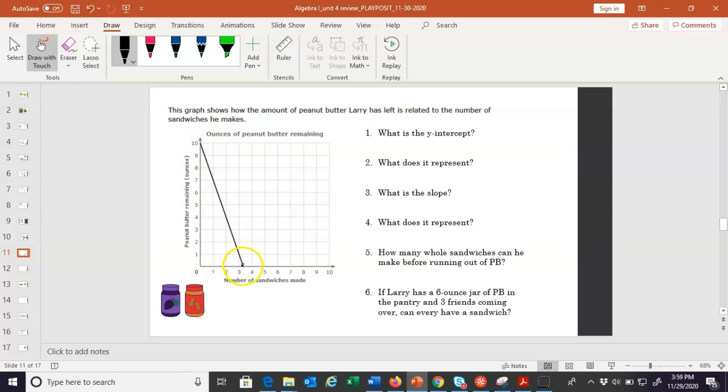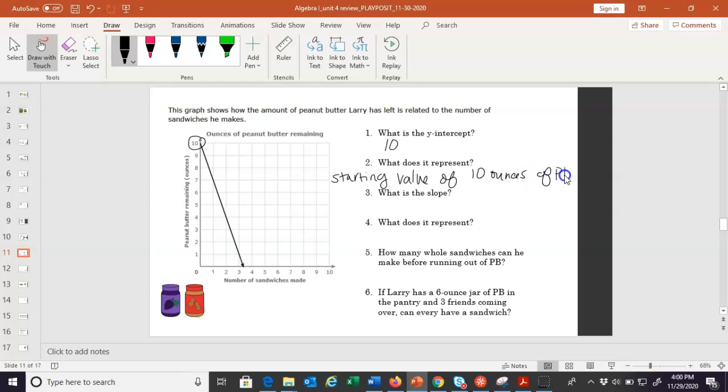But this graph is just talking about peanut butter and the number of sandwiches that we can make. And this graph does go down from left to right, which is what we would expect, right? We're using something, so it's going away. So here the y-intercept is 10. And just like the other ones, we know that that's the starting point. The starting value of 10 what? 10 ounces of peanut butter.